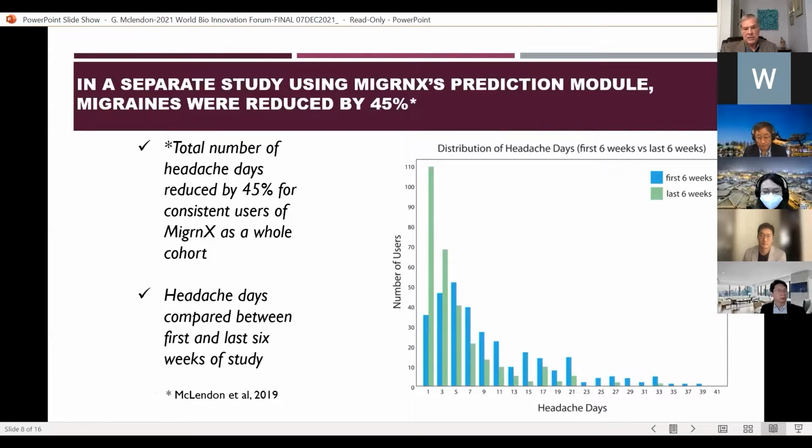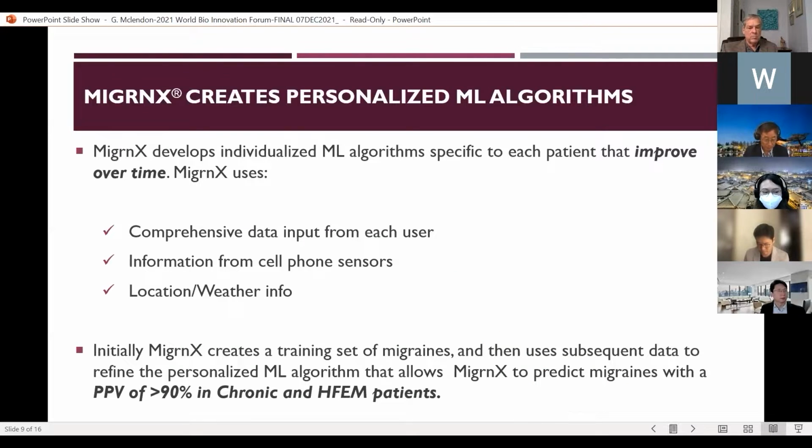And how does that work? It turns out that just getting that little bit of data allows the physician to change the prescriptions for the patients, with the result that in multiple studies, we found that the total number of headache days was reduced by 45% for people that used MigraineX for 3 months, which was long enough for the doctor to get reliable data. And so you've got all that.